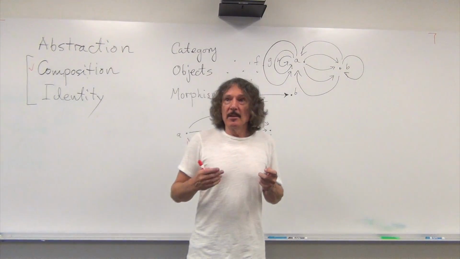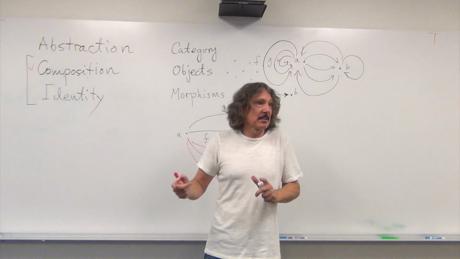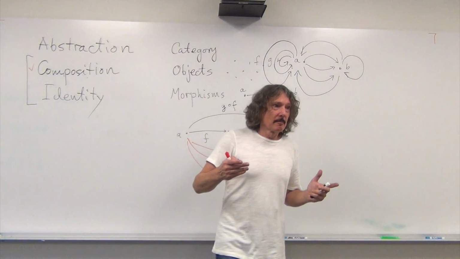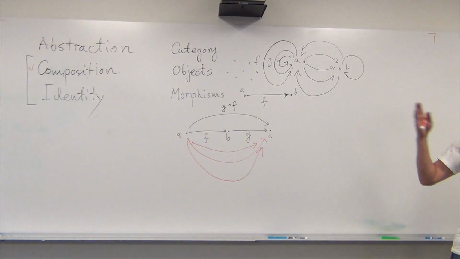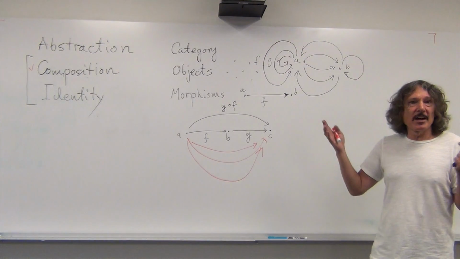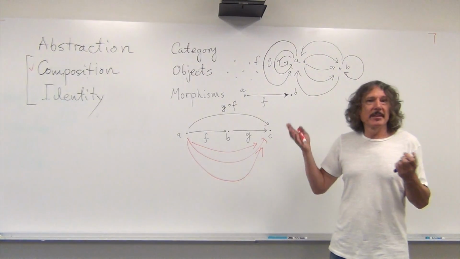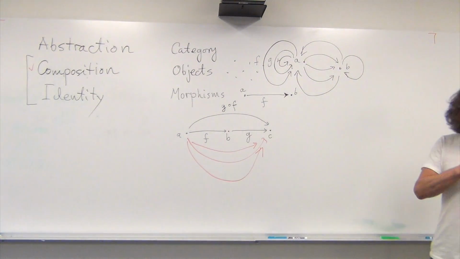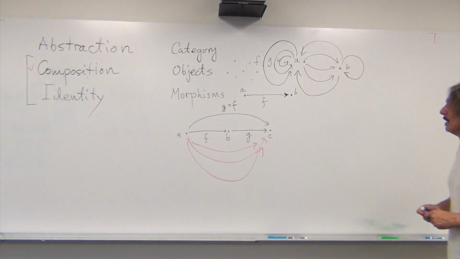And different composition tables will give you different categories. Because since objects don't have structure, since arrows don't have structure, they don't contain any information. But the composition contains the information. And we just want to encode everything absolutely in this composition. Okay?